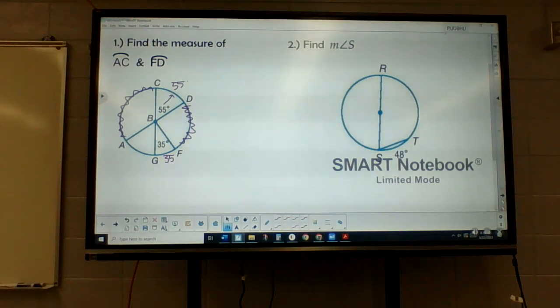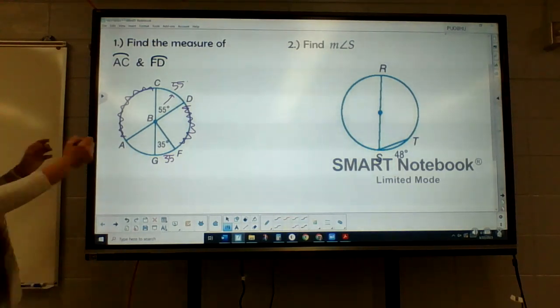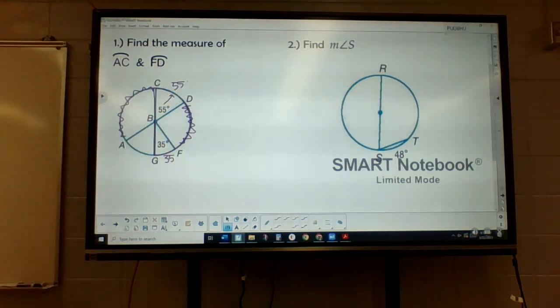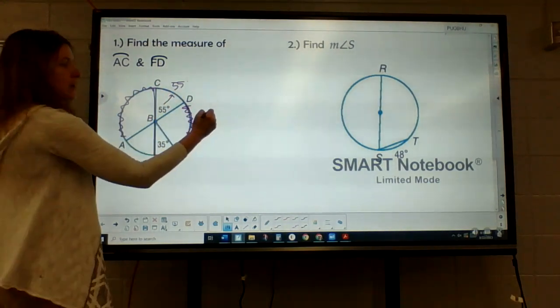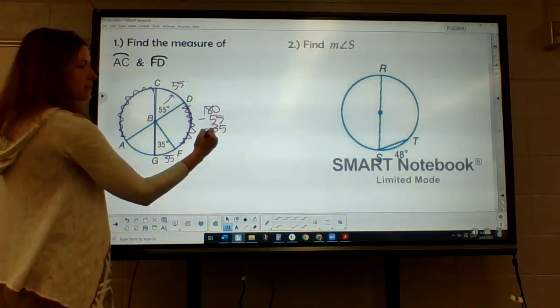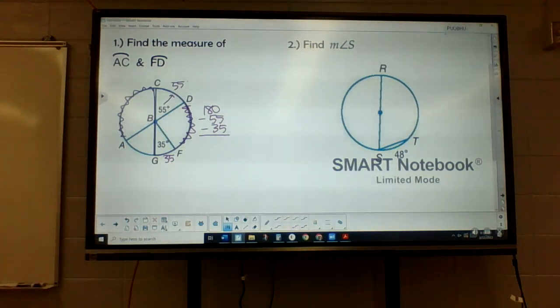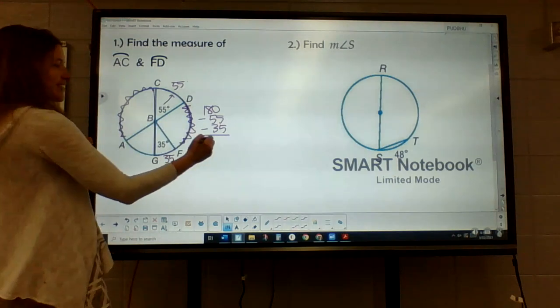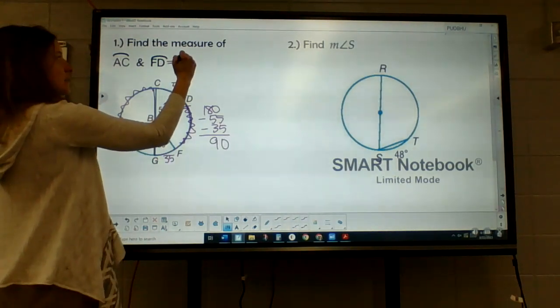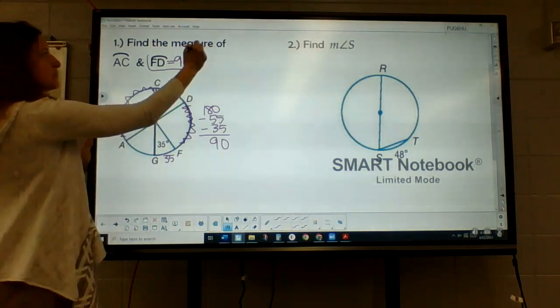So that means this is 35. If I want to figure out what FD is, I should be able to do that because this is 180, right? So I have 180 minus 55 minus 35. We get 90. So 90, and that's for FD. So 90 degrees.